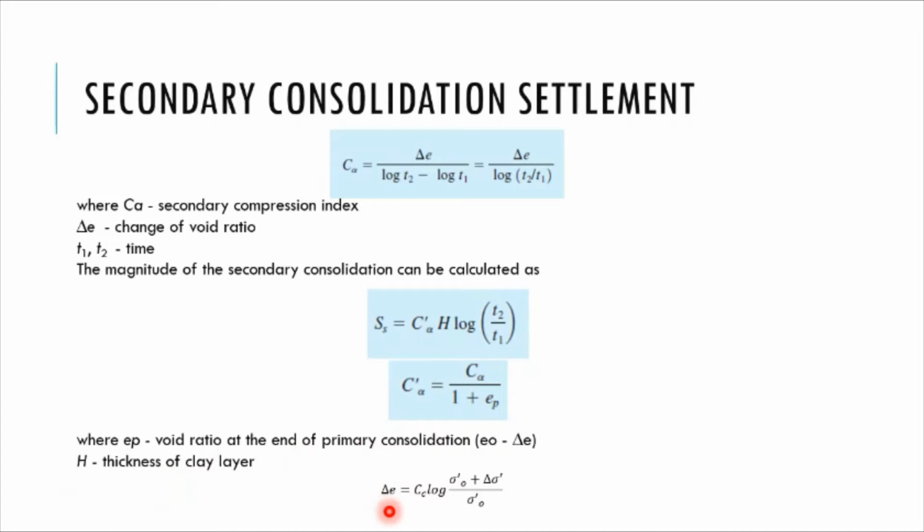Or we can also solve for change in e, which is equal to Cc logarithm of overburden pressure plus change in effective stress over the overburden pressure. Let us solve some problems in order for us to understand more of the secondary consolidation. So this is a sample problem regarding secondary consolidation.